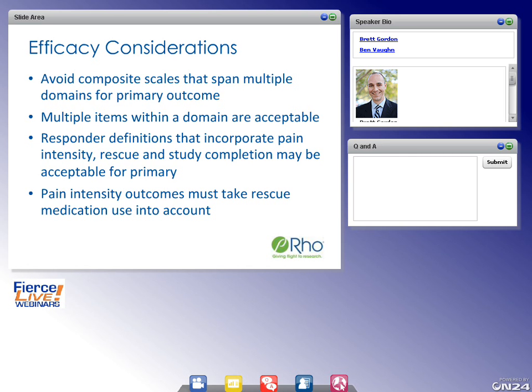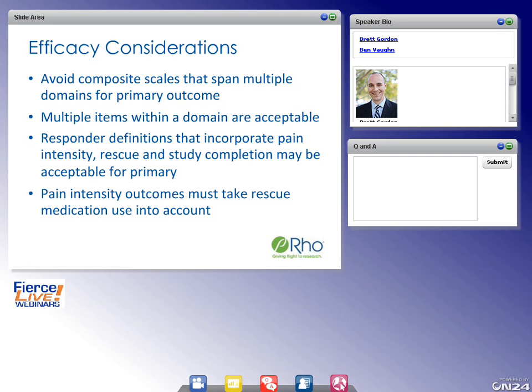And the last thing is pain intensity outcomes must take rescue medication into account. And this is one place where it is acceptable to still be doing LOCF for SPIDs, pain intensities. If you have a rescue medication, you can get the pain just prior to that and LOCF over the time that the rescue medication would have an effect. And that's last observation carried forward.